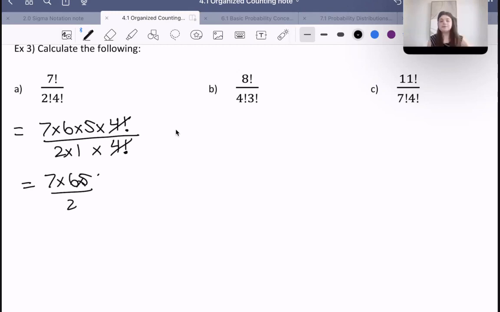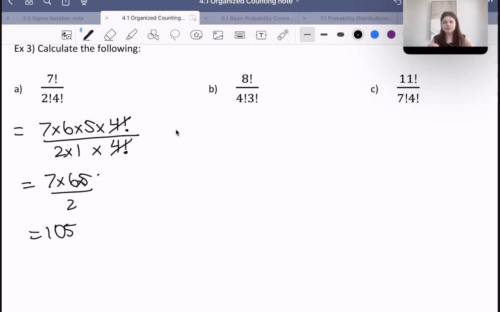So I still have to divide by something, but this way, because I took out the biggest factorial from top and bottom that we possibly could, I am leaving myself with a lot less work. All right, so let's do it out. 7 times 6 times 5 divided by 2 would give us 105, and so that's our answer.